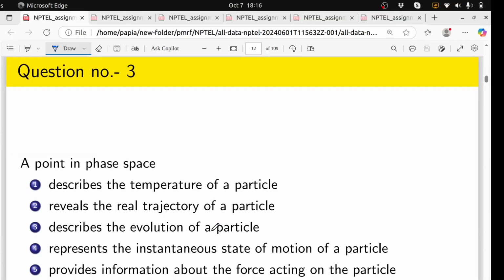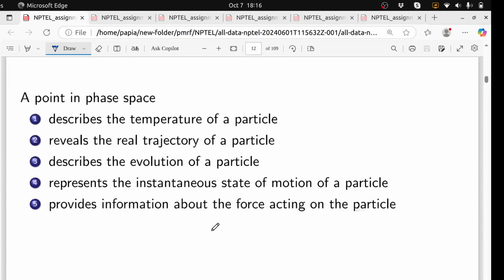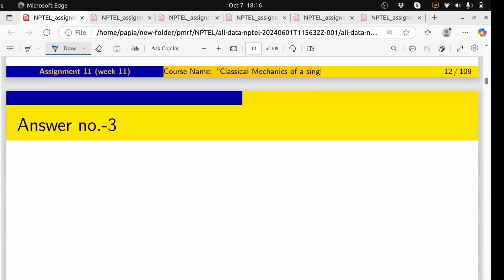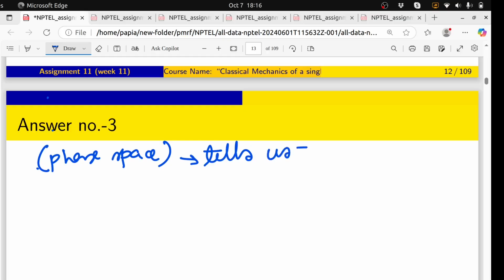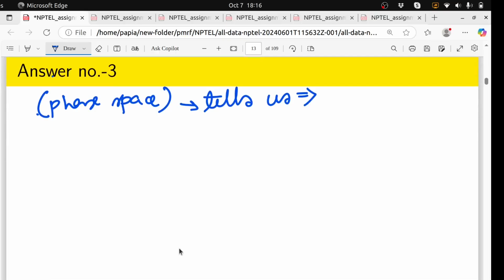Question number 3: a point in phase space describes the temperature of the particle, reveals the real trajectory of the particle, describes the evolution of the particle, represents the instantaneous state of motion of a particle, or provides information about the force acting on the particle. So basically they are asking what the phase space tells us. I just want to write here one thing.